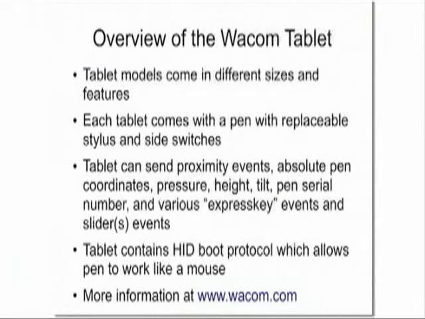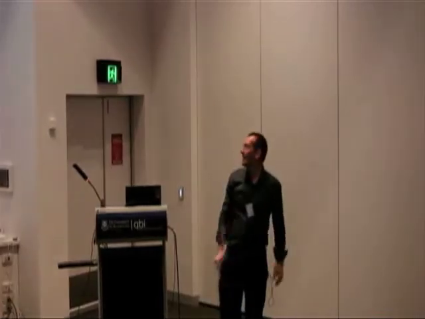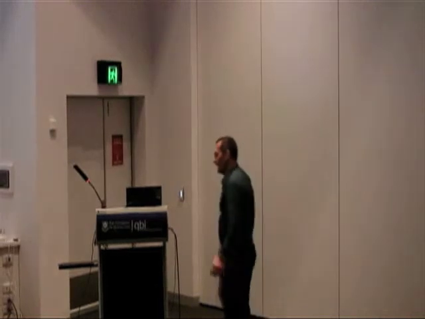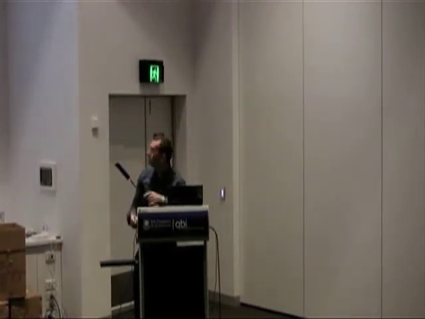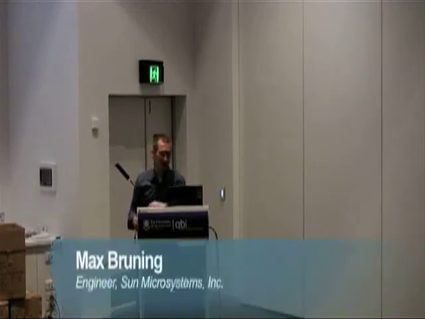The tablet sends absolute pen coordinates. It keeps track of pressure, height, how far above the tablet the pen is, and tilt, what's the angle of the pen. The tablet also has these buttons that you can do various things with, if you've got driver software to handle all of this, of course.